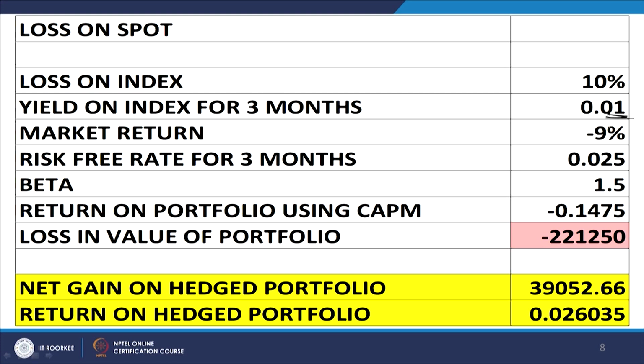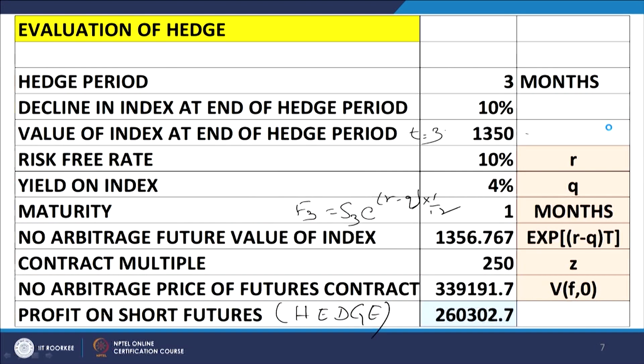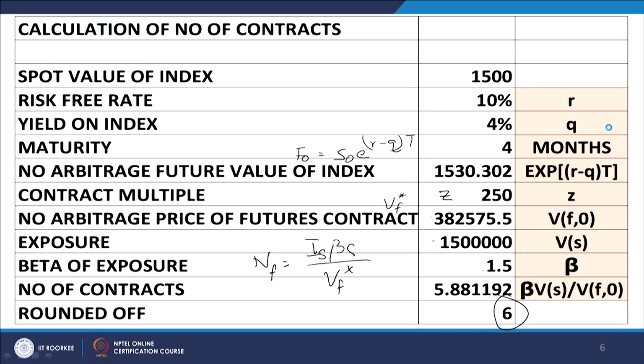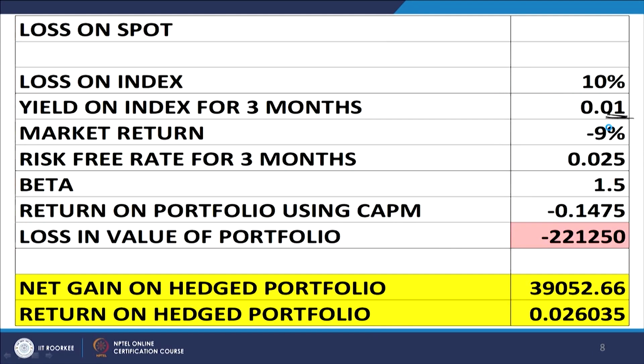In other words, the net loss is not 10%, the net loss is 9%, because 1% has been recouped because of the yield. The yield per annum was, if you recall, 4%. So, the yield for 3 months is 1%. So, out of this loss of 10%, 1% has been recouped through the yield and the net loss is 9%. This is as far as the index is concerned.